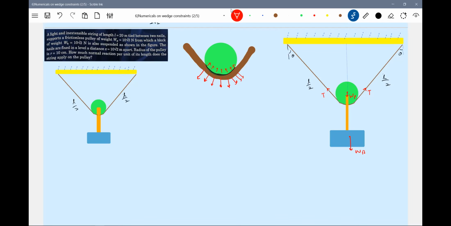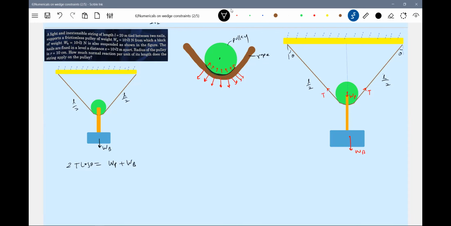Now look at what the arrows are. These arrows are force exerted by the string on the pulley. These arrows are force exerted by the pulley on the string. I think this resultant will be internal only. So for the pulley and the rope behind the block, this force will become internal. Therefore, I'm going to write a very important equation: 2T cos theta should be equal to weight of the pulley plus weight of the block.